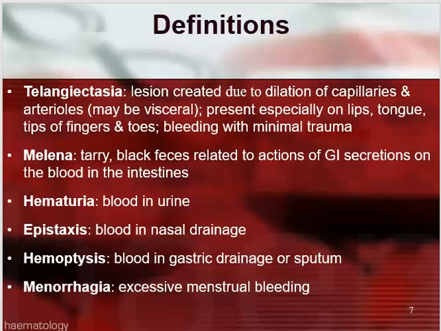Melena is when you're bleeding into your digestive system, and the blood colors the feces black. And that's because you don't actually digest the blood, but the GI secretions interact with the blood. And so the stools come out tarry black, and it indicates a bleed some distance away from the anus.